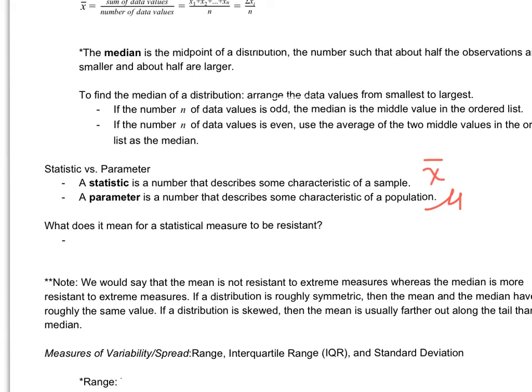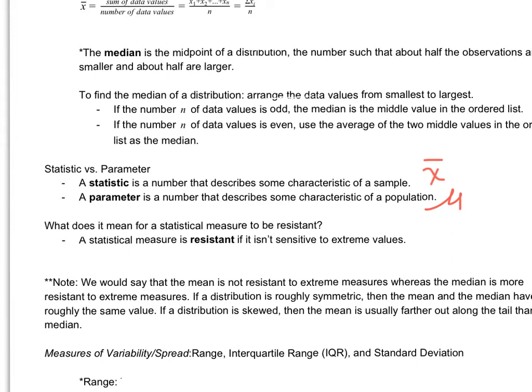So some of our statistical measures are going to be what we call resistant. So what does it mean to be resistant? A statistical measure is resistant if it is not sensitive to extreme values. So if a number that's really far away from the majority of the data doesn't affect the measure, whether it's the mean or the standard deviation or the IQR, the range, whatever it is we're looking at, we would say that that measure is resistant.